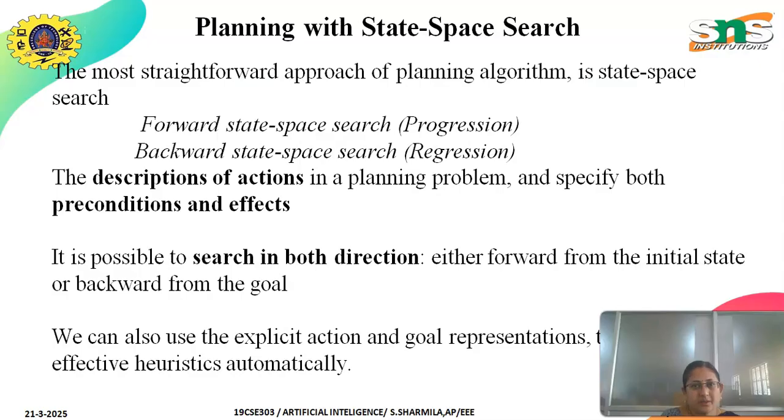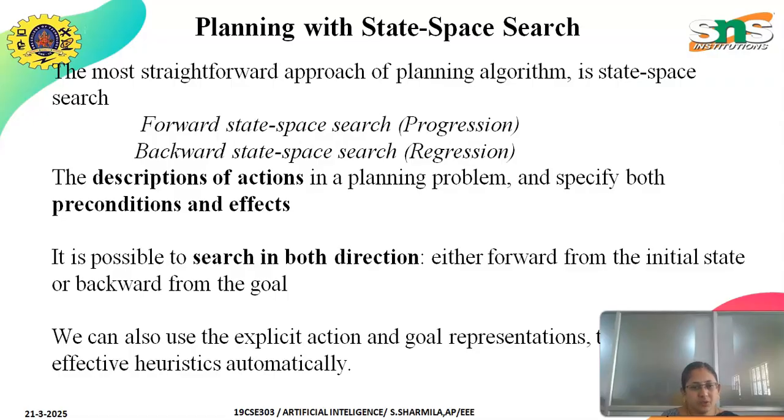The next topic is planning with state-based search. The most straightforward approach to a planning algorithm is state space search. State space search is broadly classified into two types: forward state space search and backward state space search. Forward state space search is represented as progression, and backward is regression. The descriptions of actions in a planning problem specify both preconditions and effects for every progression state and regression state.